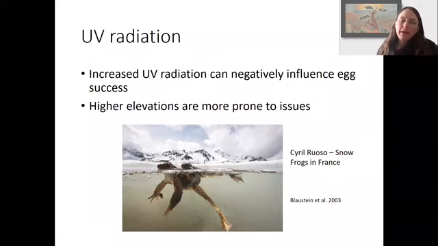Some other factors that influence amphibians in particular are things like UV radiation, because they're so sensitive and their skin is so fragile. They are very susceptible to UV radiation, which can also influence their eggs, which tend to float on the surface of ponds. And in particular, higher elevation species are very prone to these issues. So here you see some snow frogs in France.